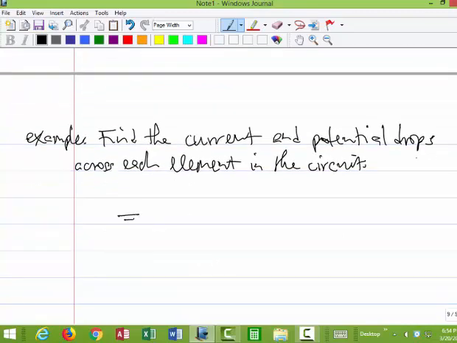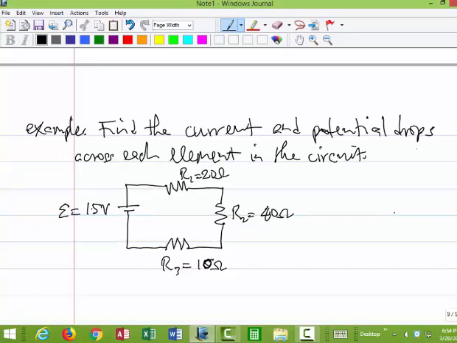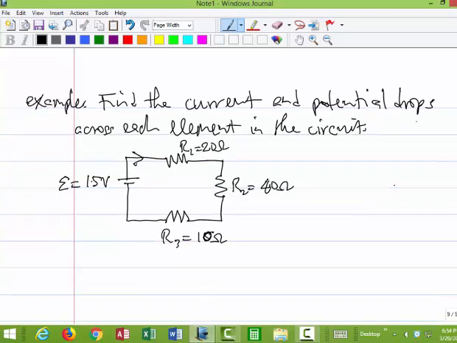So we'll draw a circuit like that. Let's say this is 1.5 volts. This is R1 equals 20 ohms, R2 equals 40 ohms, and R3, let's make it 10 ohms to give us a big difference. Okay. So we choose an arbitrary current direction. Let's say the current is going that way.